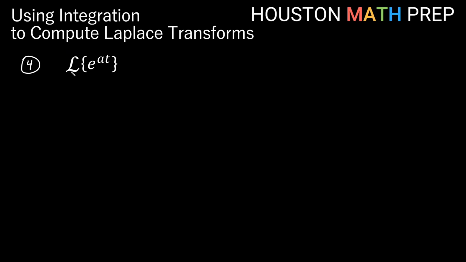Let's look at our next one here, the Laplace transform of e to the at, where a is just some number. So let's think of that as the integral from 0 to infinity of e to the at times e to the negative st dt. Now, these exponentials we can put together using properties of exponents. I can add those, so I could go ahead and say e to the at minus st, also known as e to the a minus s quantity times t dt.